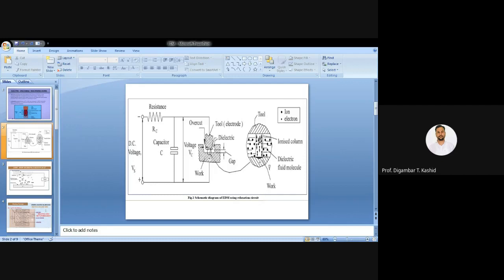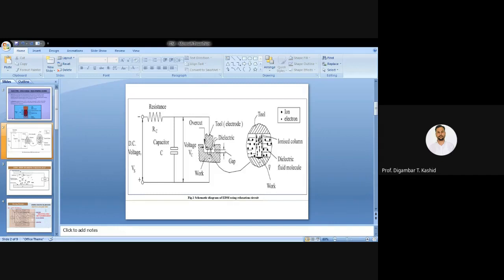Now again, when this capacitor charges, you can see here, after charging it discharges, correct, and it applies a huge potential in between your tool and your workpiece, that means your cathode and anode. Once again I repeat, when this capacitor charges, after charging it discharges, and during that discharging it applies a huge potential in between your tool and your workpiece, that means your cathode and anode.